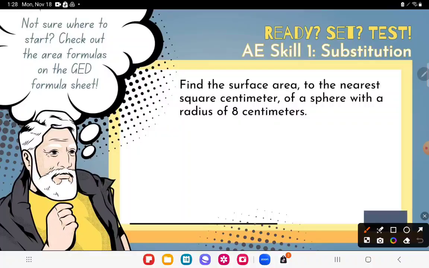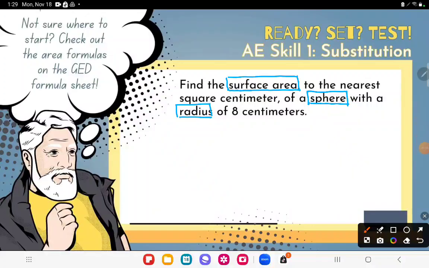And I say not yet, but take a look at what we do know. It says find the surface area to the nearest square centimeter of a sphere with a radius of 8 centimeters. Hey guys, that's a lot of measurement language. I even see that really super important phrase, surface area. And I know that surface area, as well as many other geometry formulas, show up on the GED formula sheet. So go ahead and hit up the formula sheet for me, and let's find the formula that relates the surface area to the radius of a sphere.